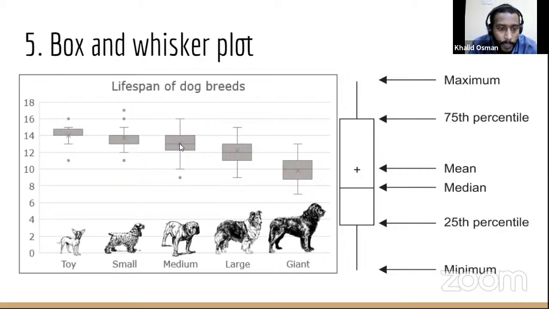As you can see here, in this dog breed, we have 3 outliers, one that lived to 17, one to 16, and one to 11. But the others all fall within the range. Again, this box represents the 25th to the 75th percentile, and above it is the 75th, below it is the 25th. This is the mean, of course, and the line that you see here is the median. So this is the box and whisker plot. It is very commonly used in research. You will see it in a lot of papers.